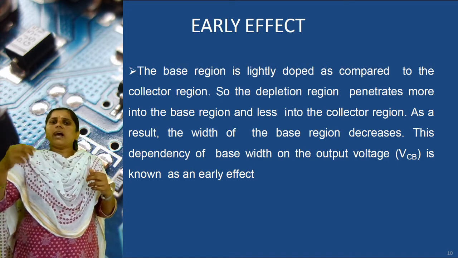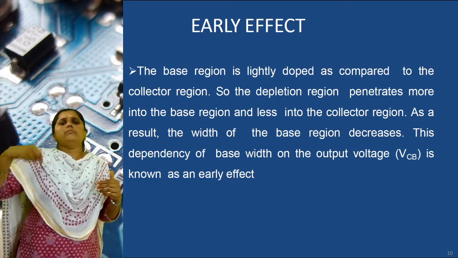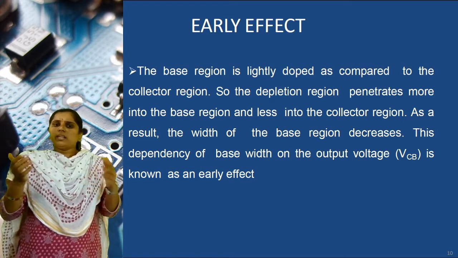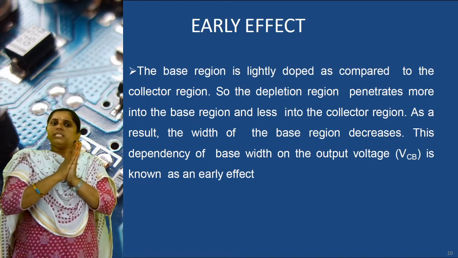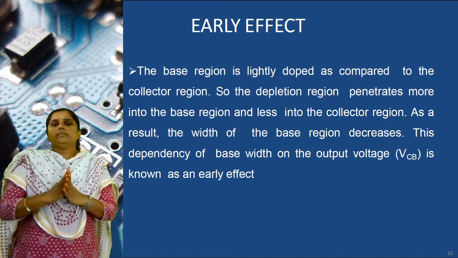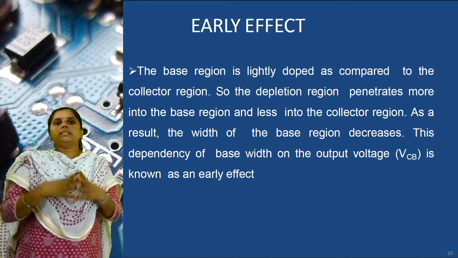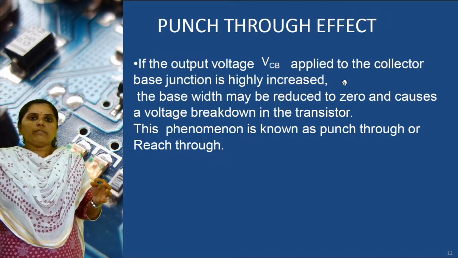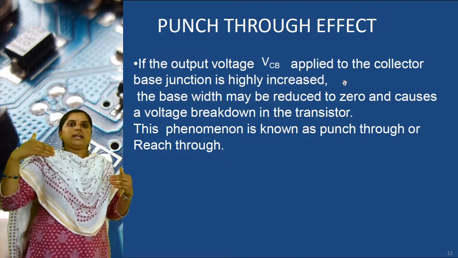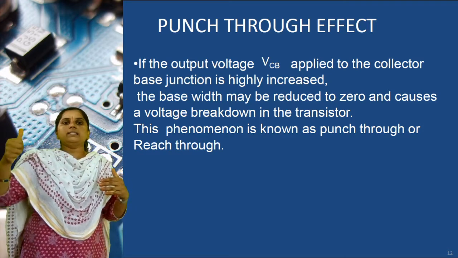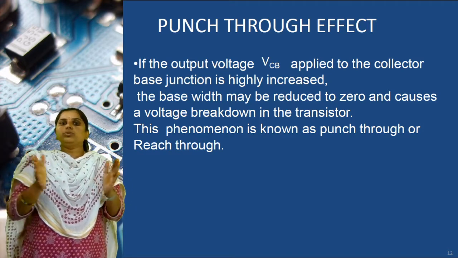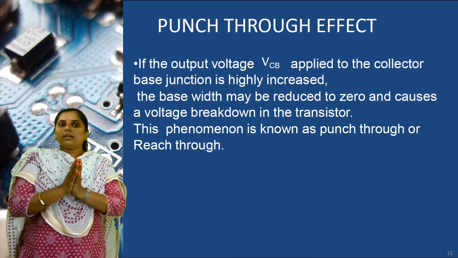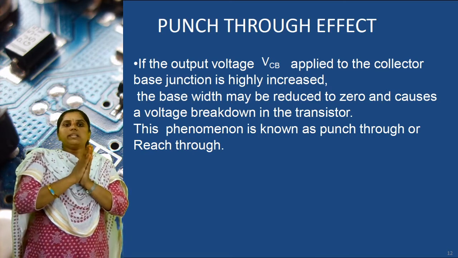If we increase the output voltage more and more, the base width completely disappears, and then breakdown occurs here. So if the output voltage applied to the collector base junction is highly increased, the base width may be reduced to 0, which causes voltage breakdown in the transistor.